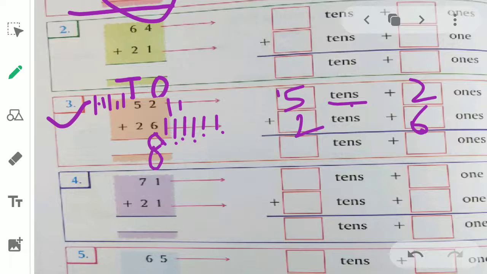Here we have 2. Let us draw 2 lines. 1, 2. Now let us count all the lines together. 1, 2, 3, 4, 5, 6, 7. So after adding these lines, we have got the number 7. So here we have got 78 as the answer. And now we have to write this answer in these boxes which are given to you. If you see, at the place of tens, we have got 7. So here we are going to write 7.